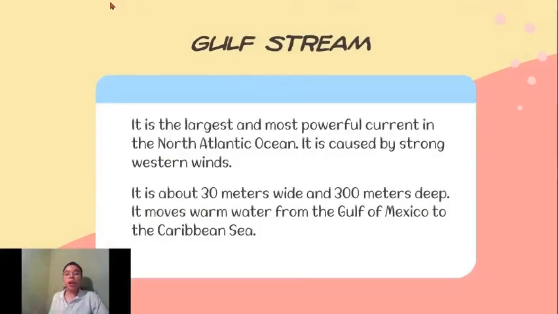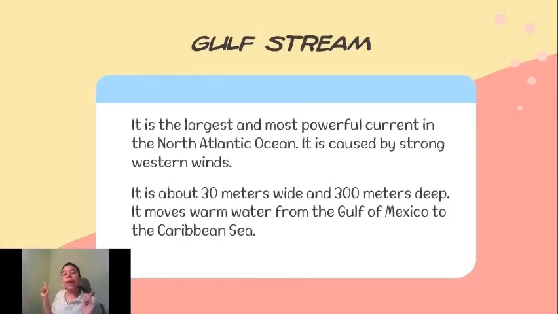Then we've got the Gulf Stream. The Gulf Stream is a very interesting thing to know, actually, because the Gulf Stream is the largest and most powerful current in the North Atlantic Ocean. So this current is very powerful, it's very strong, it carries plenty of water. So it is going to be caused by strong western winds. So these winds from the west, that come from this side, are going to move the water to this side.